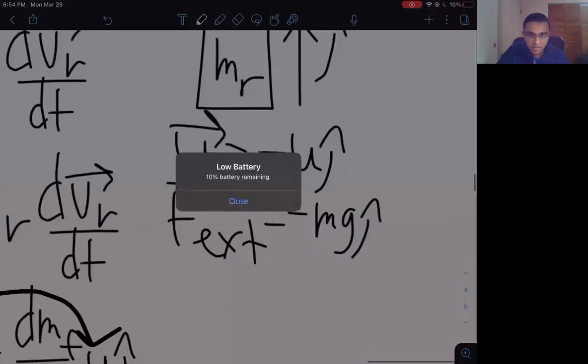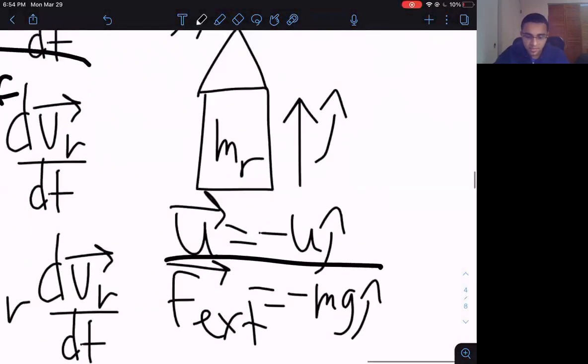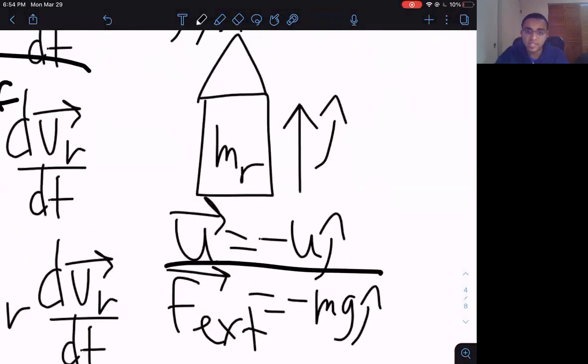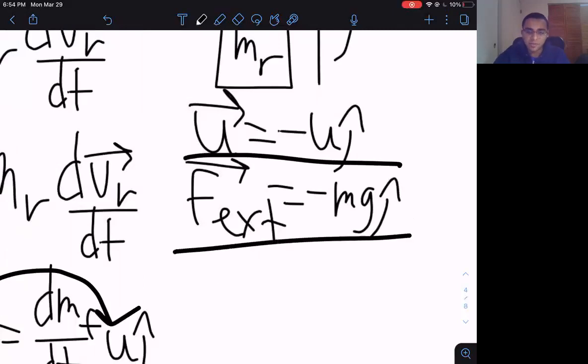Sorry about that, I have low battery, guys. So u over here, the vector, is equal to negative u times j hat, because it's actually a negative quantity. If you take up to be the positive direction, it becomes a negative quantity because it's the velocity of fuel in the rocket reference frame. Then you have gravity, of course, acting downward, which is our external force that we're considering.